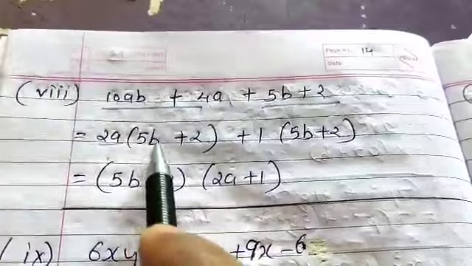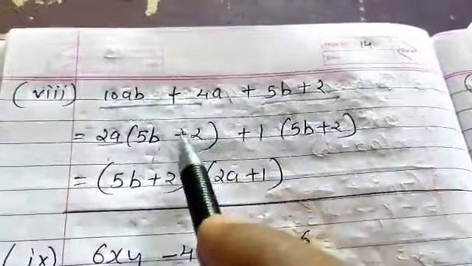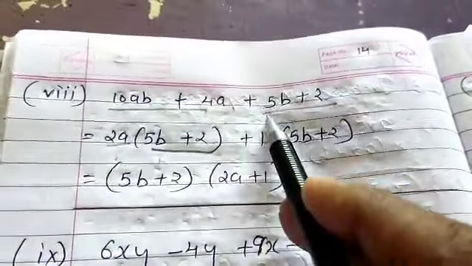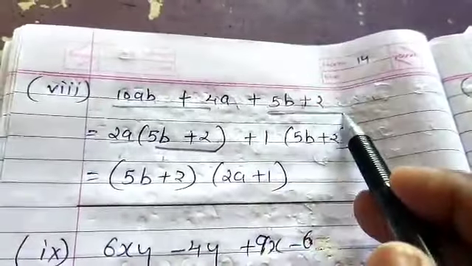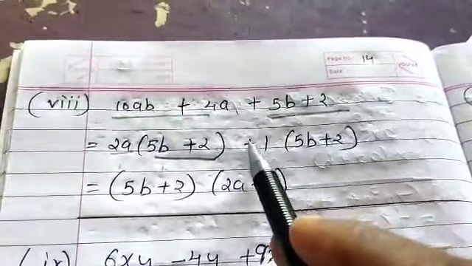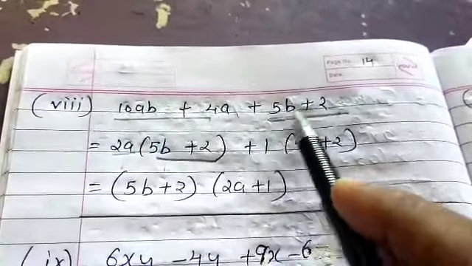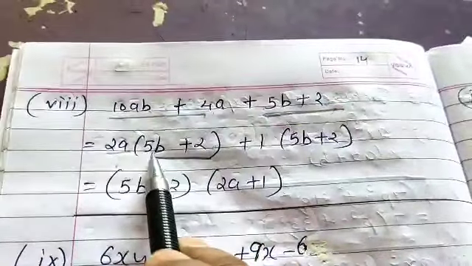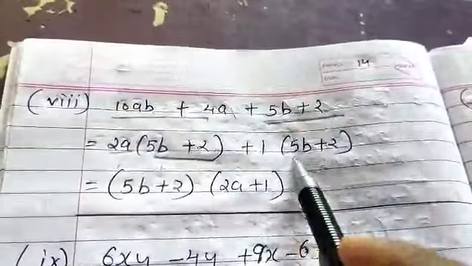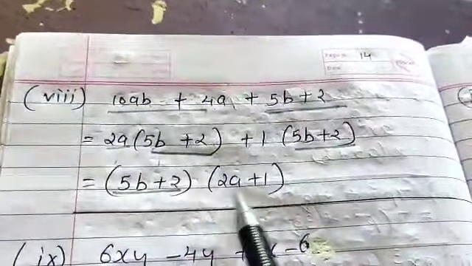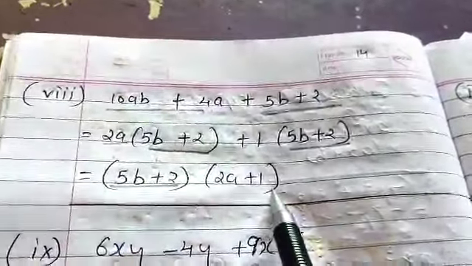So inside the bracket 5b plus 2, and if I observe, the term I got in my first bracket, the same value I have in the second group. So nothing to find common, so directly write down outside the bracket 1 as a common, and inside the bracket write down 5b plus 2. And in the next step, both the brackets have the same term, so write it in one bracket, and whatever the uncommon terms are, write them in another bracket, that is 2a plus 1.